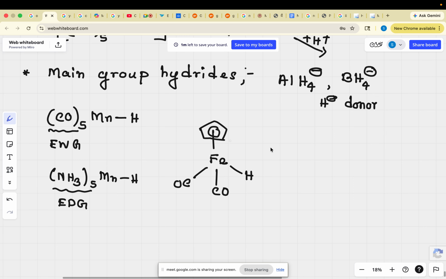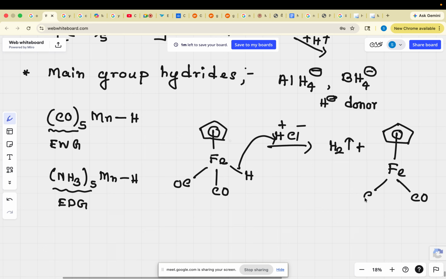If you treat this compound with HCl, HCl means what? H plus Cl minus, right? So what will happen? That time this hydrogen will release as H minus. This H minus will abstract this H plus and hydrogen gas is released, which is a thermodynamically favorable process. And if hydrogen is released as H minus, which charge is left on the metal center?